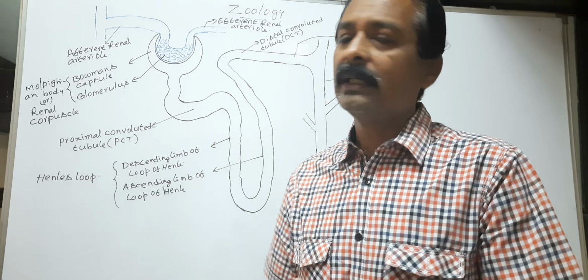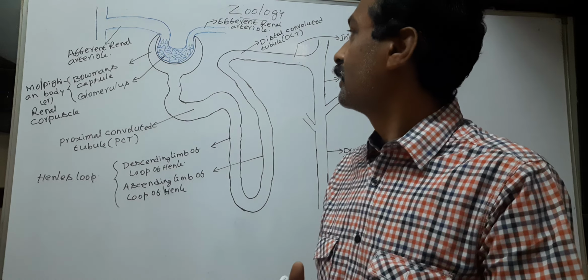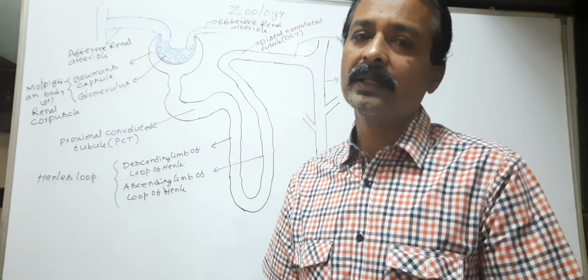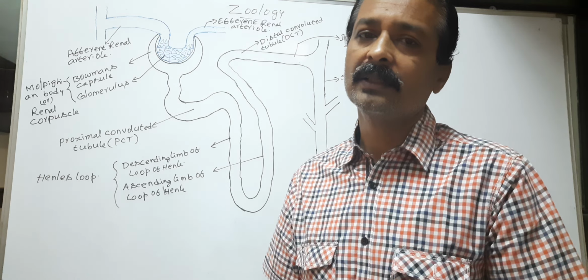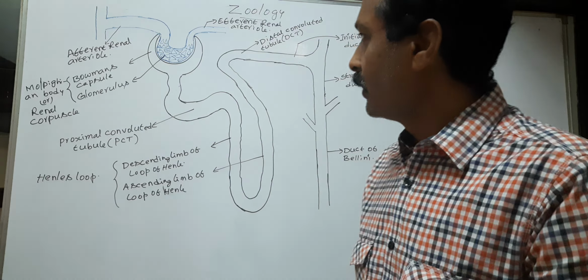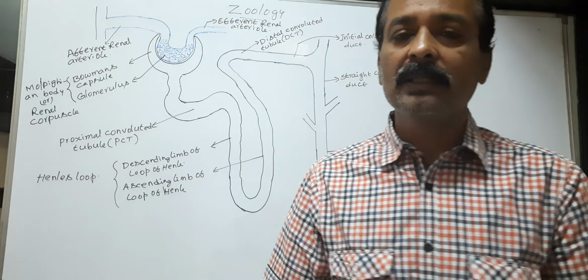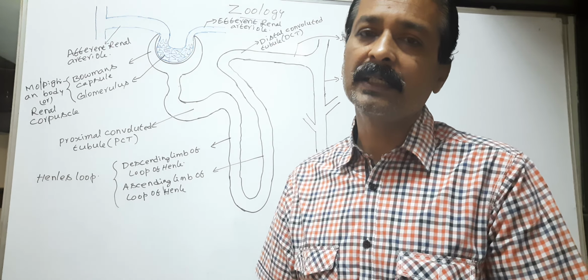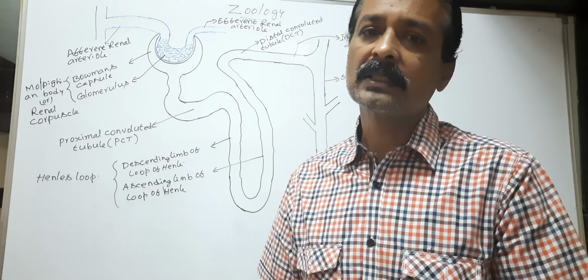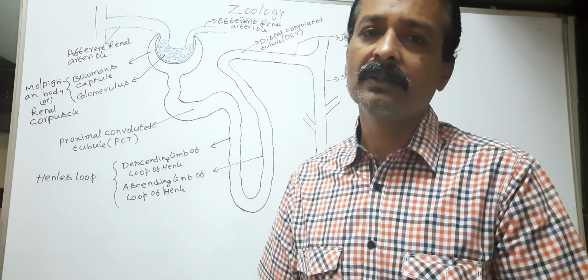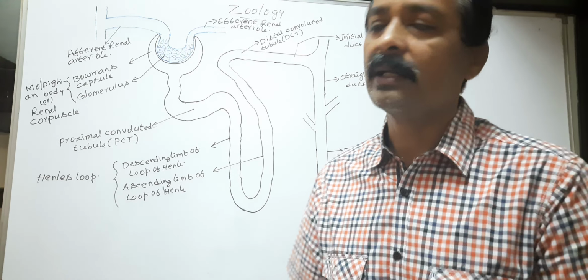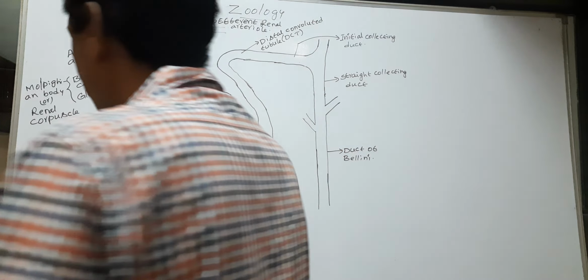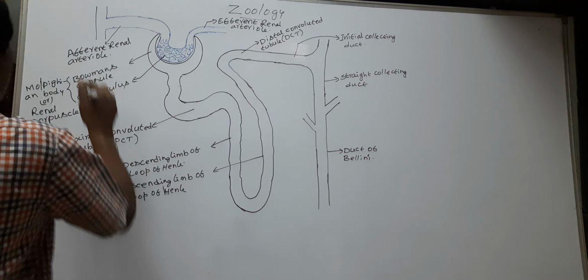Next, the internal structure of kidney also completed. LS of kidney. Today we discuss about the structural and functional units of kidney. The structural and functional units of kidney are nephrons. Today we discuss about the structure of nephron.